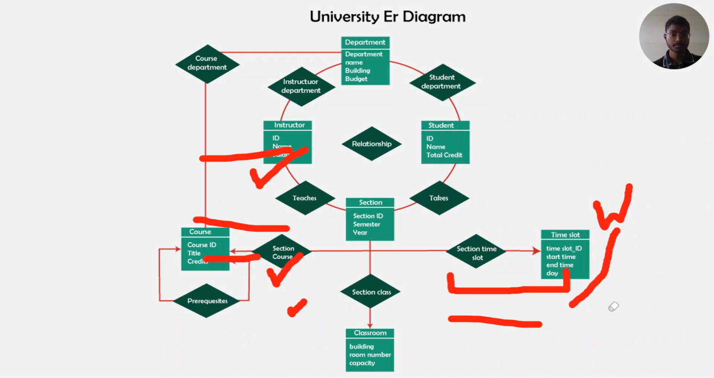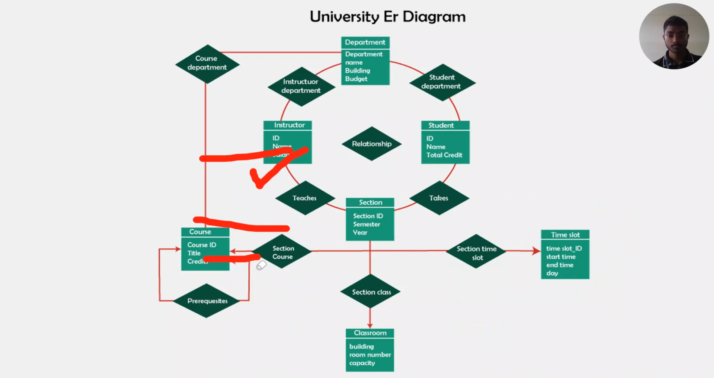Let me clear this. So we are having relationships here. Then we are having a section or class. We are having a course department. So these are having various techniques. So let's get started one by one.